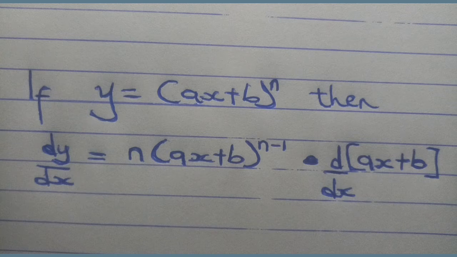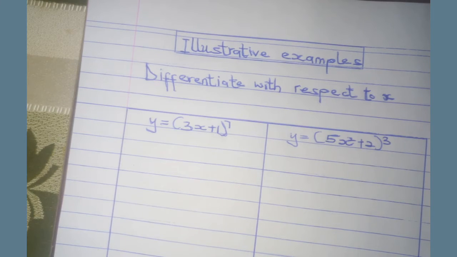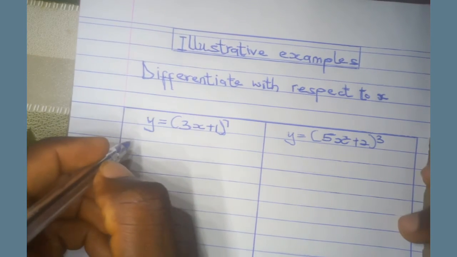Also, we can differentiate this function by using the formula below. The rule is to differentiate the function as we do for x raised to the power n, and then multiply the result by the derivative of the expression in the bracket. Now let's solve the following questions using the formula above. Differentiate with respect to x.